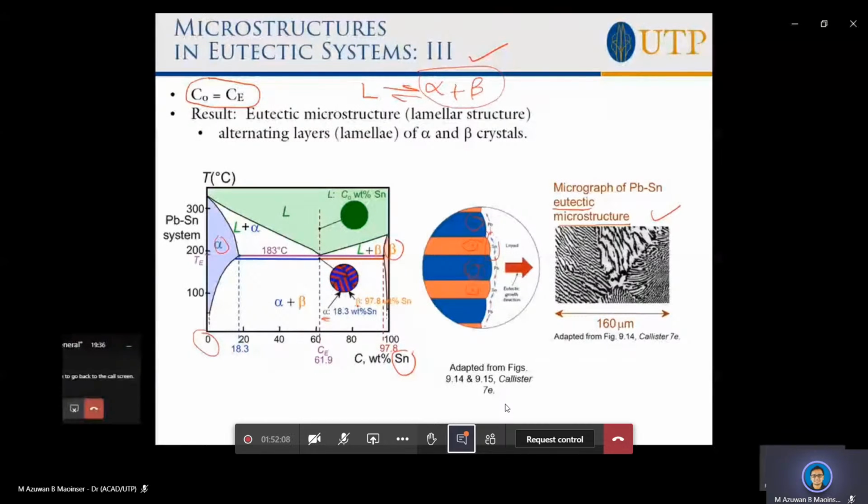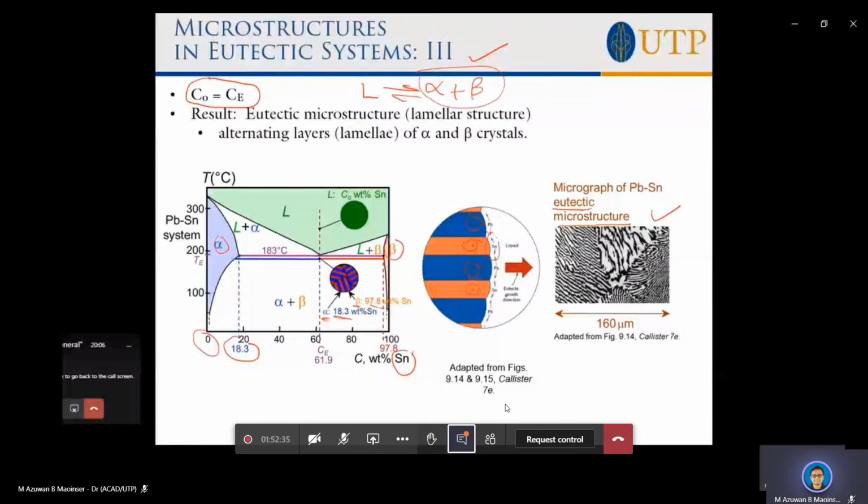And alpha is on this side. What is the composition? It would be 18.3 towards this end. So it says 18.3% stannum is in alpha. That means it is rich in plumbum. Beta is rich in stannum, 97.8%. So how do they read this value? Because of the tie line, they extend it to the right, and then they read 97.8.